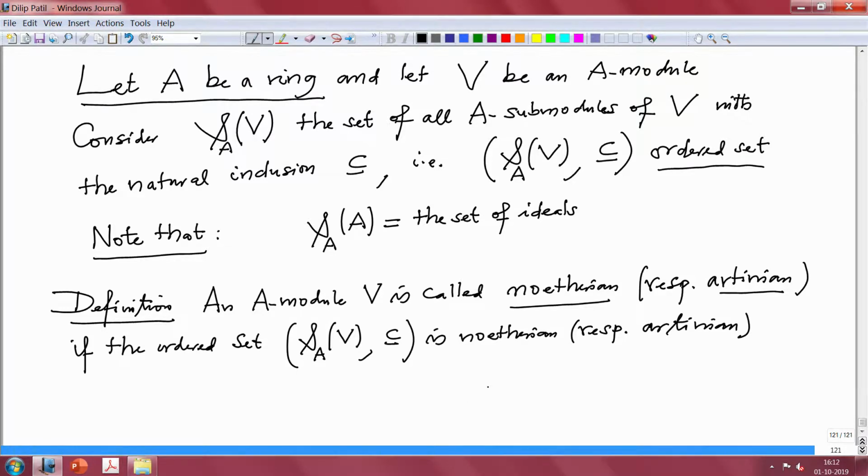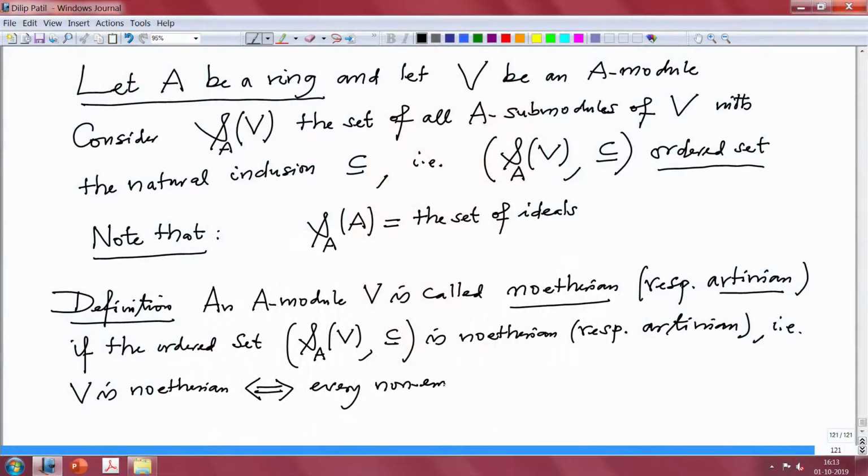So, let us spell out this definition. Let me spell out one by one. V is Noetherian if and only if every subset of SA V, that means every non-empty family of submodules of V, has a maximal element, or equivalently, if you have an ascending chain of submodules, then it is stationary.